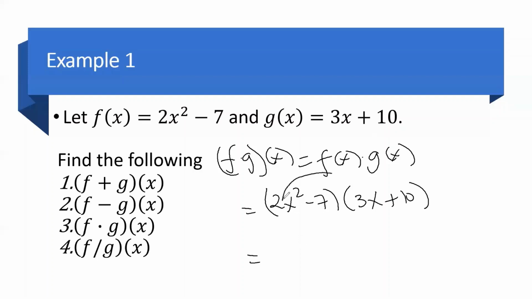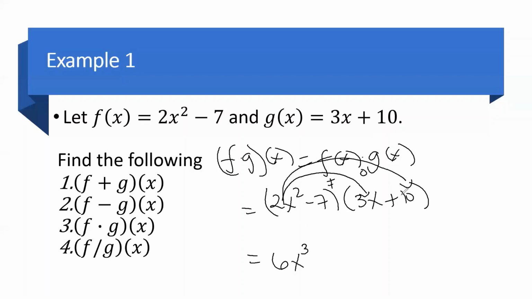So 2x squared times 3x is 6x cubed. Remember that when we multiply variables, we add their exponents. The exponent here is 2, the exponent of 3x is 1, so 2 plus 1 is 3. Then multiply the numerical coefficients: 2 times 3 is 6. Next, this is our first in the FOIL method, the F. Next, we have the outer.